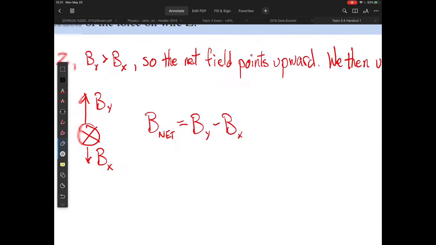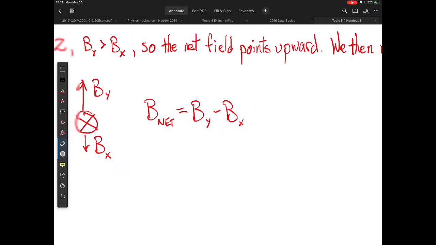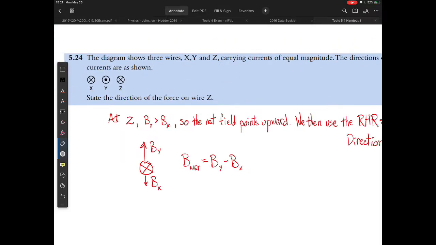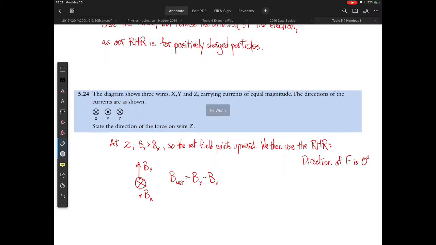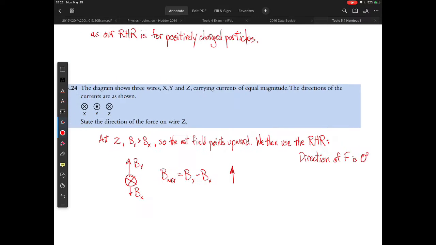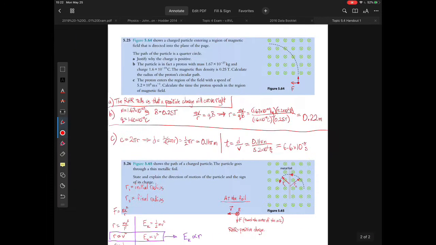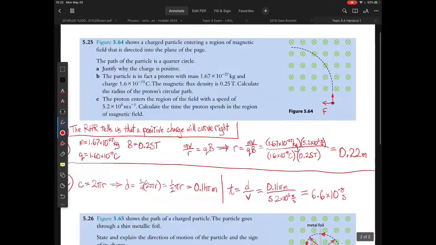Okay, and here I show the net magnetic field. If we knew the values, we could calculate our net magnetic field at this point, but we do not. Once we know the direction of our net magnetic field, which is upward, then we can use the right-hand rule again and find our direction of force, and that will be 0 degrees. And if you need to review the right-hand rule, then make sure you do that as needed.